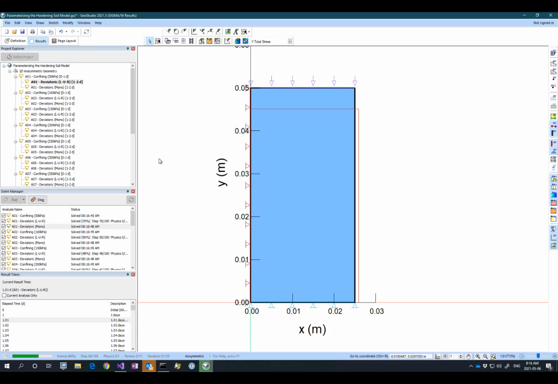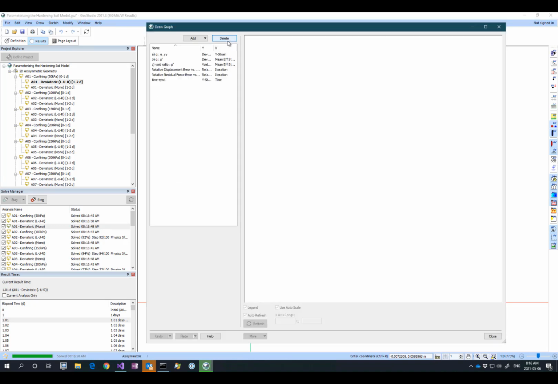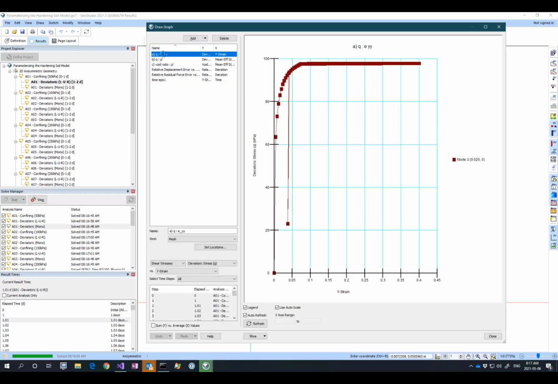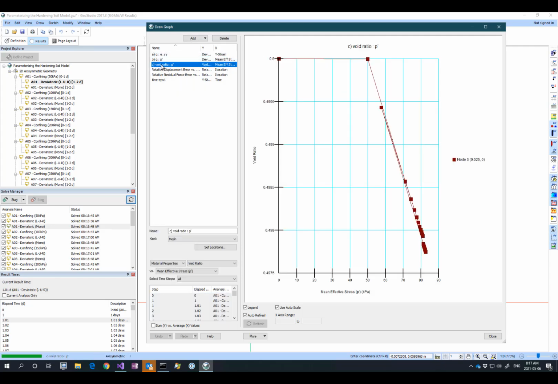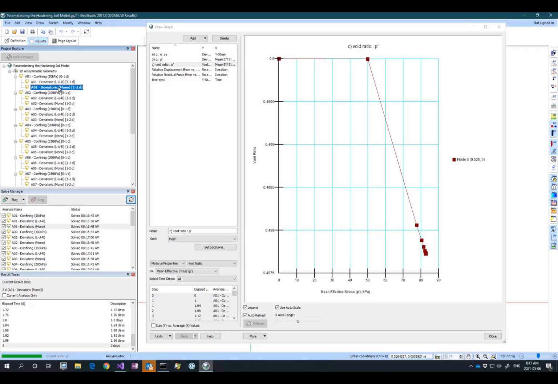And it is here where we can go to Draw Graph and consider the response through various graphs, such as deviatoric stress versus axial strain, deviatoric stress versus mean effective stress, and void ratio versus P. You can see that there's an unload branch in there. There's the monotonic loading case.